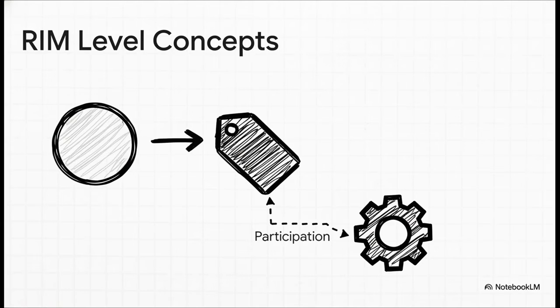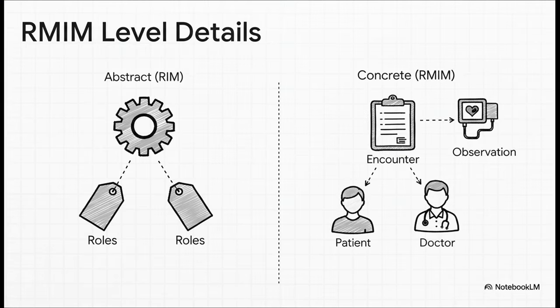So what does this abstract theory level even look like? Well, it's pretty wild. Instead of just saying patient or doctor, the RIM uses these super generic, almost academic terms. A person is an entity. That entity can play a role, like patient, and that role can participate in an act, like a hospital visit. It's a very top-down academic way of defining the world, but it's designed to cover every single possibility. But then, boom, we move from that abstract theory to the concrete blueprint, the RMIM.